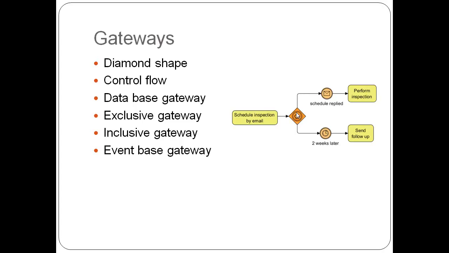And the event-based gateway is different from the data-based one. We have a different shape. You see this has more things inside. And the event-based gateway makes the decision by the event. Now in this case, we schedule inspection by email. Then the response could be we receive the message from user, schedule reply, and perform inspections. Or another event happens, 2 weeks later we didn't get any reply from users. Then we will send a follow-up to users. This is an event-based gateway. We make the decision by something that happened, not by the data.